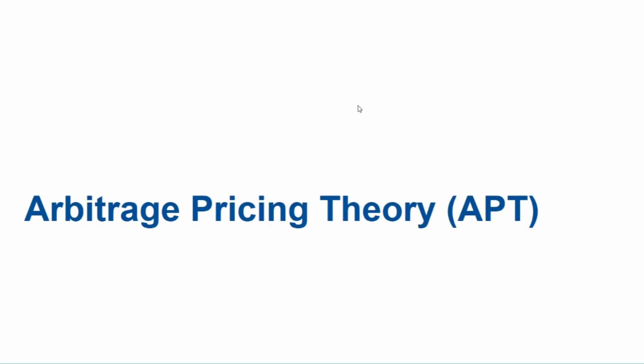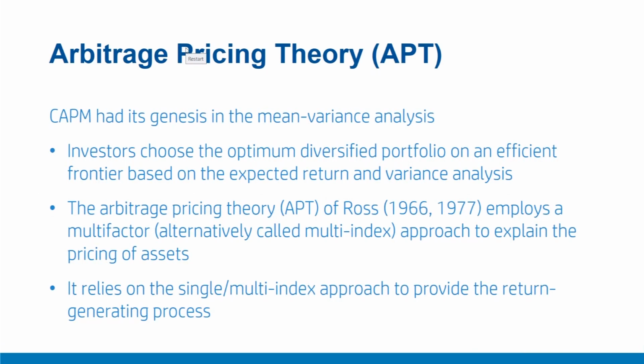Arbitrage pricing theory, APT. In this video, we'll introduce the arbitrage pricing theory of Ross. Before we start with APT, please remember that CAPM had its genesis in mean variance analysis. That is, investors choose the optimum diversified portfolio on an efficient frontier based on expected return and variance analysis. In contrast, the arbitrage pricing theory of Ross, which is APT, employs a multi-factor approach, also called the multi-index model approach, to explain the pricing of assets.